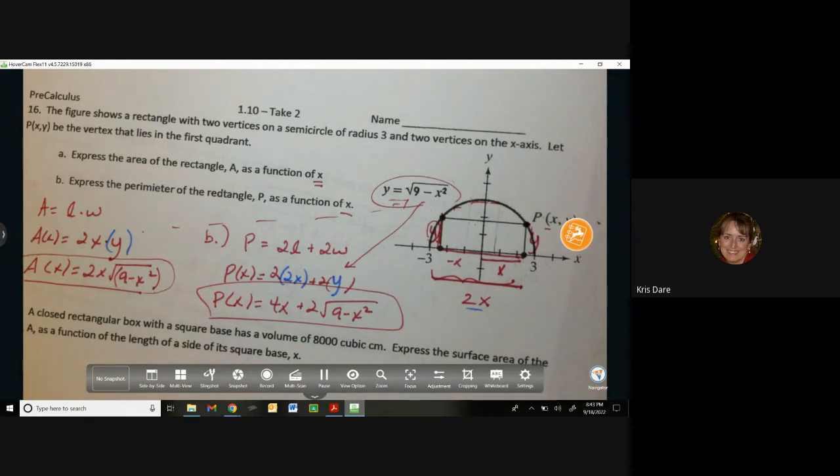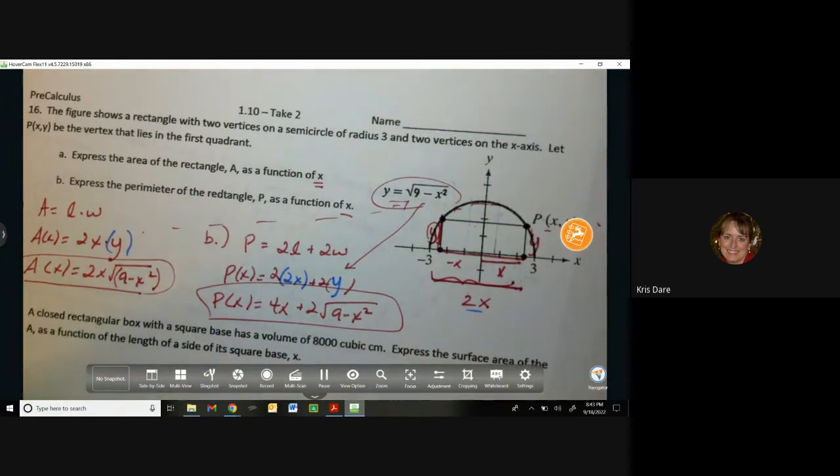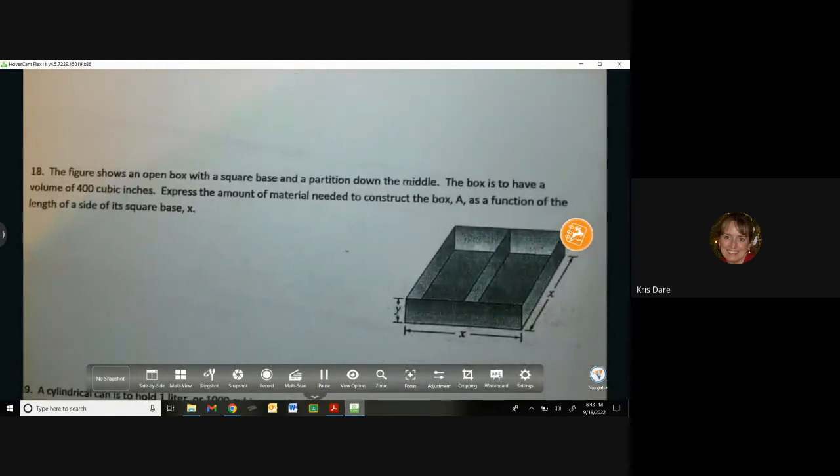There's the explanation. And I'm also going to do 18. This one. Okay, so it says the figure shows an open box, so no lid on this, with a square base, okay, and a partition down the middle. All right, so here's my square base, X by X.